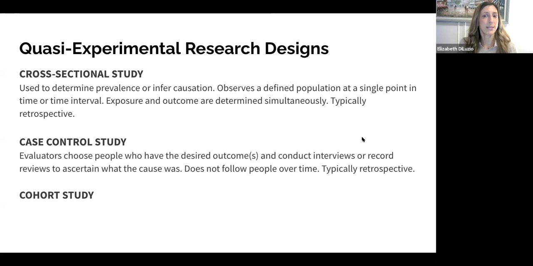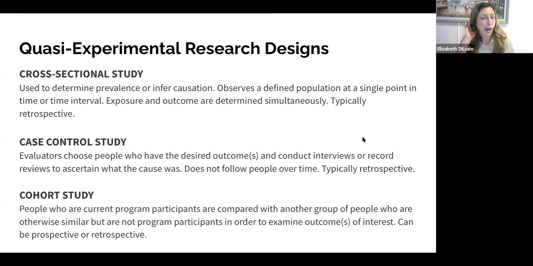And then what I would say is probably the most common one is a cohort study. And so I think this too, it's so common because it's really close to an RCT. And this is when people who are current program participants are compared with some other group. And these people are otherwise similar, it's just that they are not participating in the program. So really they're assigned themselves to a case and a control, but I wasn't the one who randomly assigned them as the evaluator who wants to understand the impact of the program.